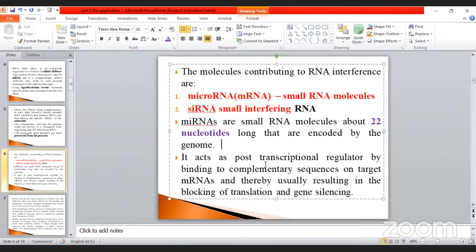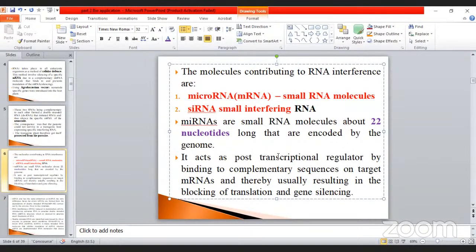It acts as a post-transcriptional regulator by binding to a complementary sequence on target mRNAs, thereby usually resulting in the blocking of translation and gene silencing. When it acts upon it, what happens? Automatically the translation process completely stops. That is very, very important.